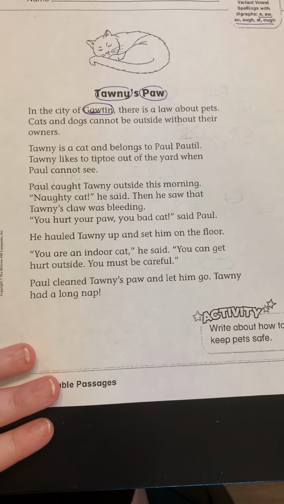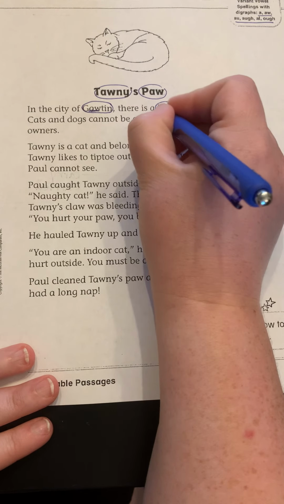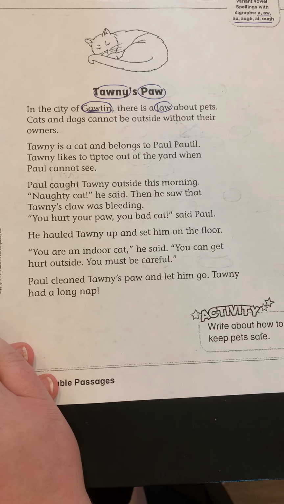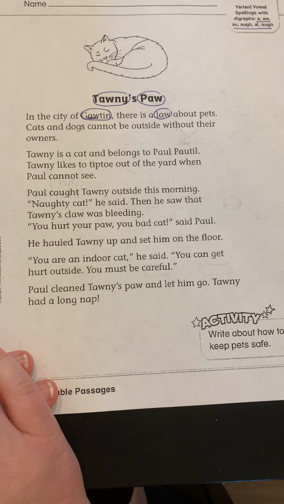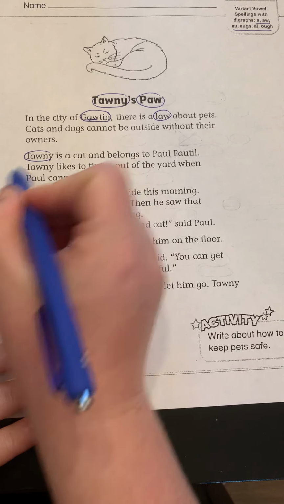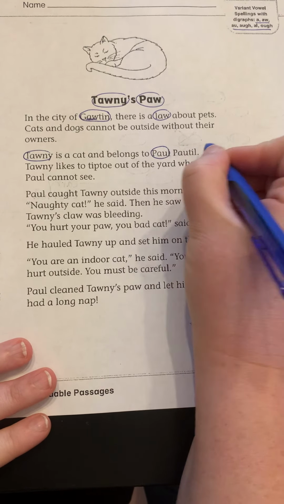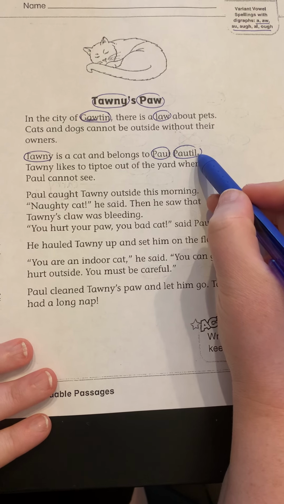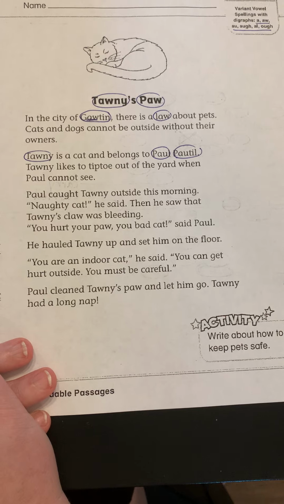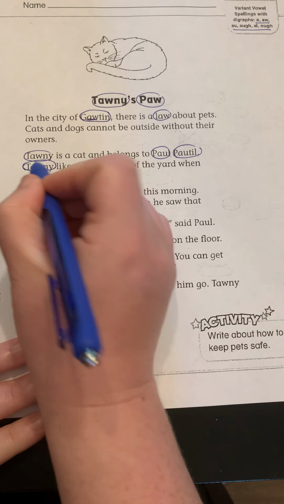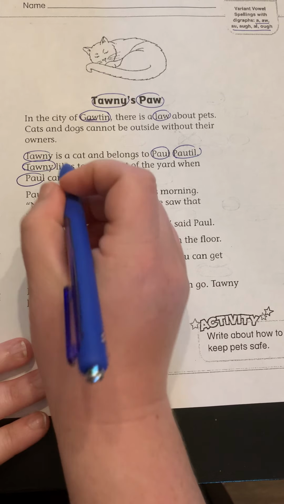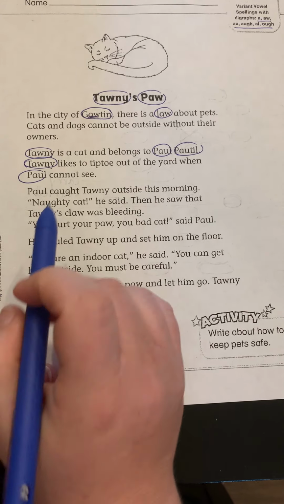Let me fix it. There is a law about pets. Cats and dogs cannot be outside without their owners. Tawny is a cat and belongs to Paul Paltil. And again, here's one of those made up words. Paul is a real name, but this is a made up last name. Tawny likes to tiptoe out of the yard when Paul cannot see.